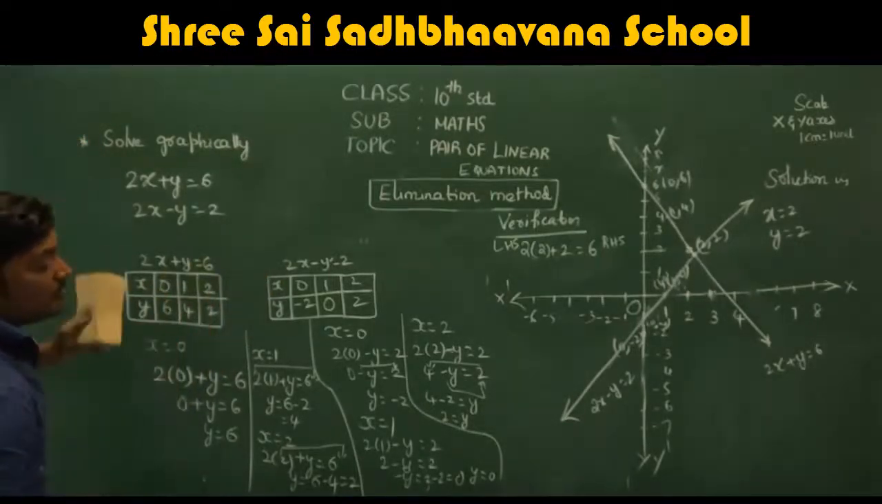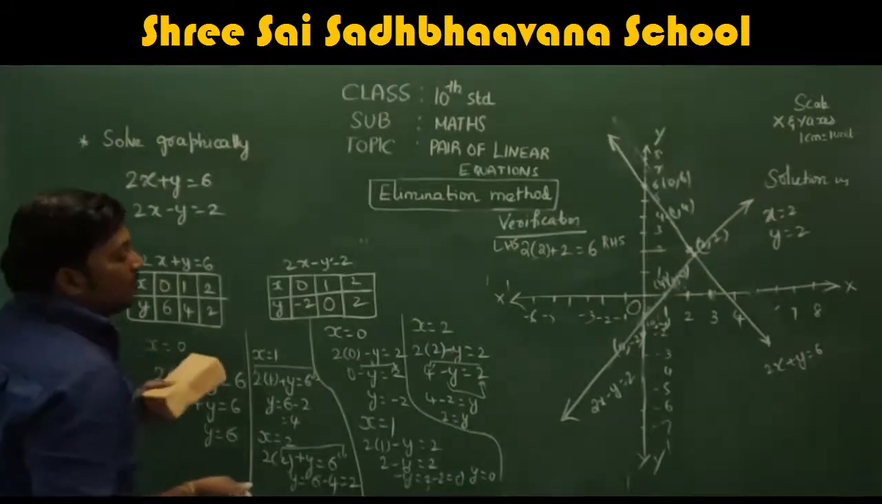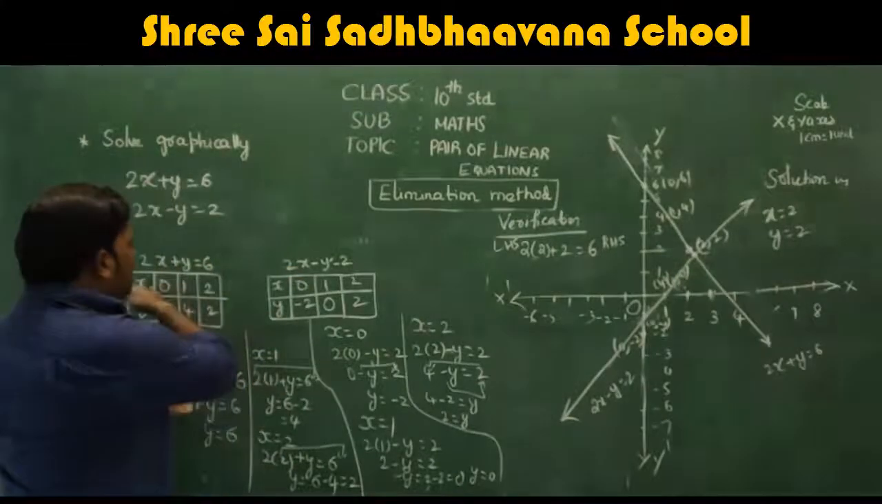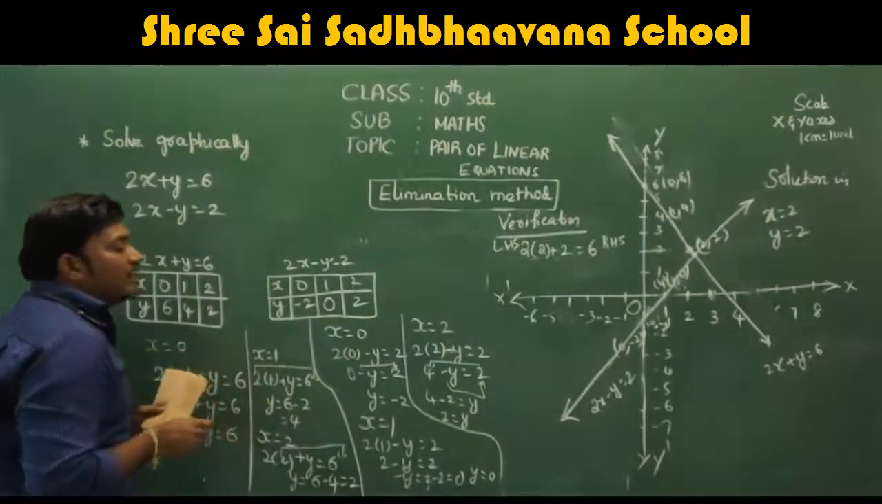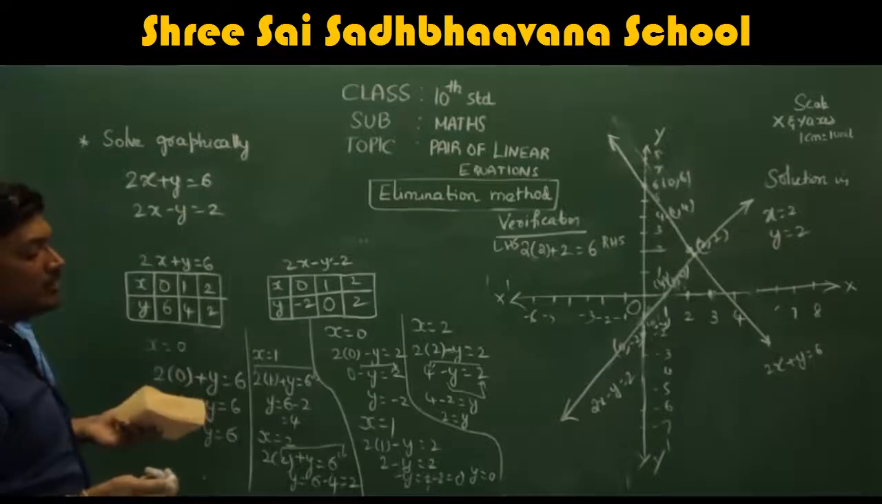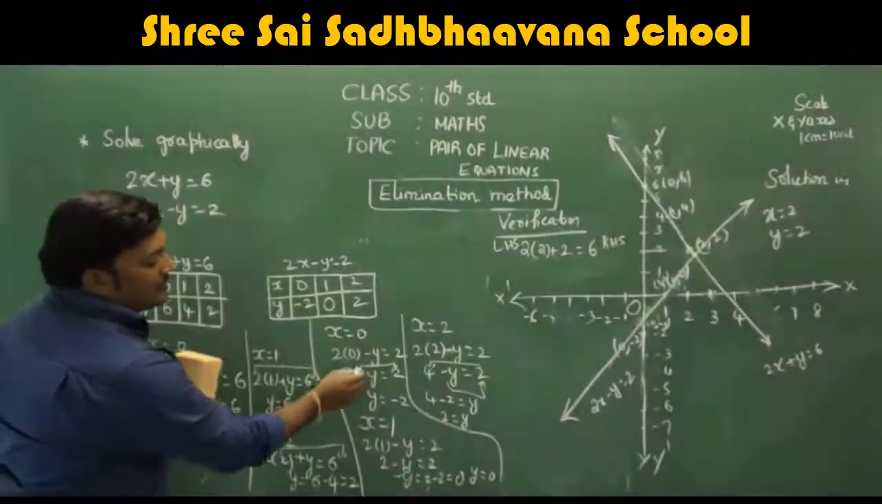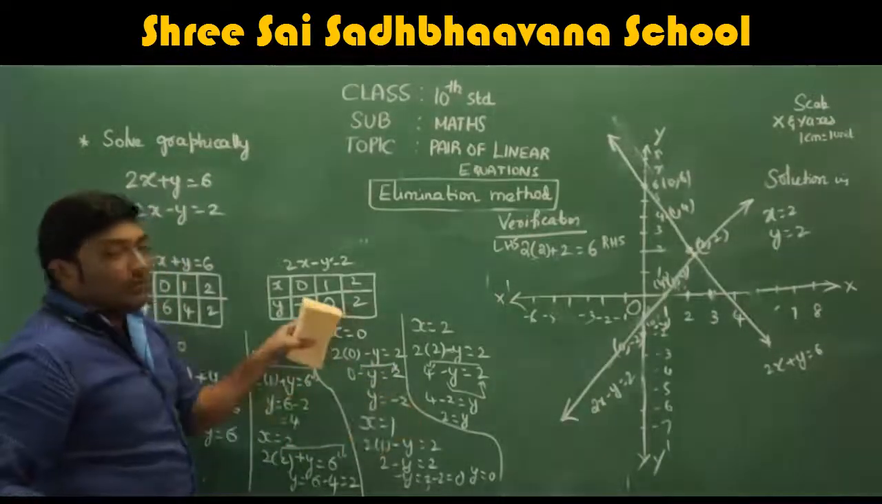Second one, 2x minus y is equal to 2. So x is equal to 0 first. Same pattern I followed. Here also 0, 1, 2. So 2 into 0 minus y is equal to 2. So 0 minus y is equal to 2. So as I said, if minus is shifted to that side, y is equal to minus 2.